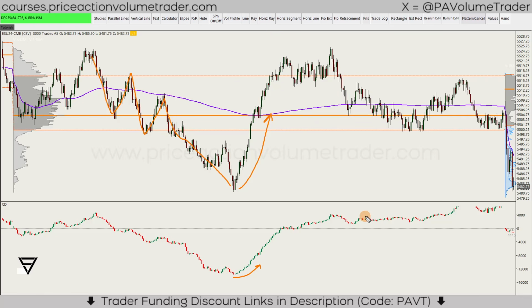But overall, you can see the days were pretty much synced up when it came to what price was showing, and also the cumulative delta showing us all the aggressive buyer-seller activity.